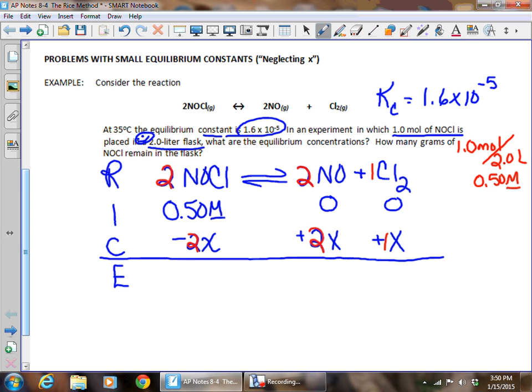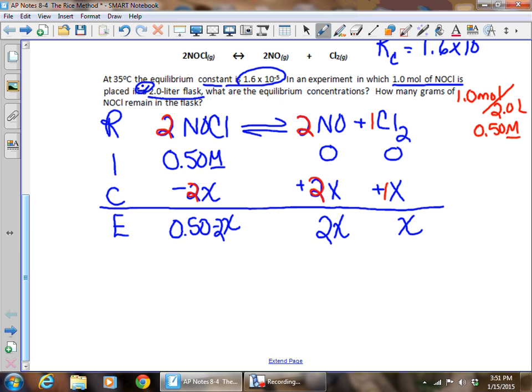So our equilibrium concentration is going to be 0.5, our concentration, minus x. And I'm not going to put in units now because the units just end up being confusing, because there are no units for our equilibrium constants anyway. So 0.50 minus 2x for our NOCl. We've got just 0 plus 2x, or just 2x for our NO, and x for our Cl2.